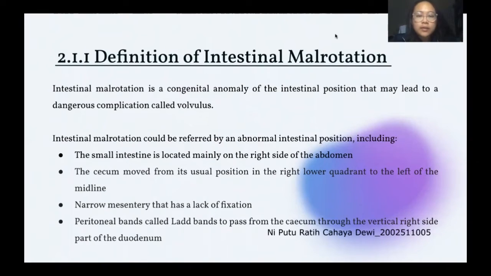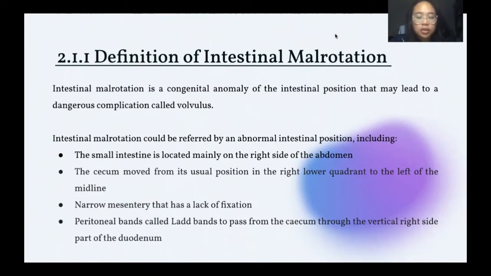I will explain about the definition of intestinal malrotation. Intestinal malrotation is a congenital anomaly of the intestinal position that may lead to a dangerous complication called volvulus. Volvulus could happen on the midgut around the narrow base of the mesentery.